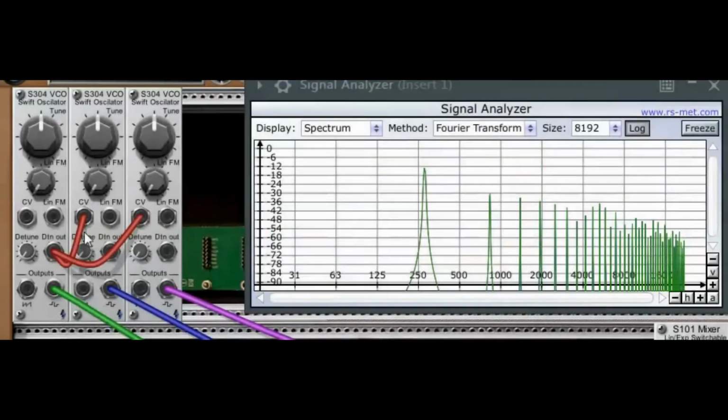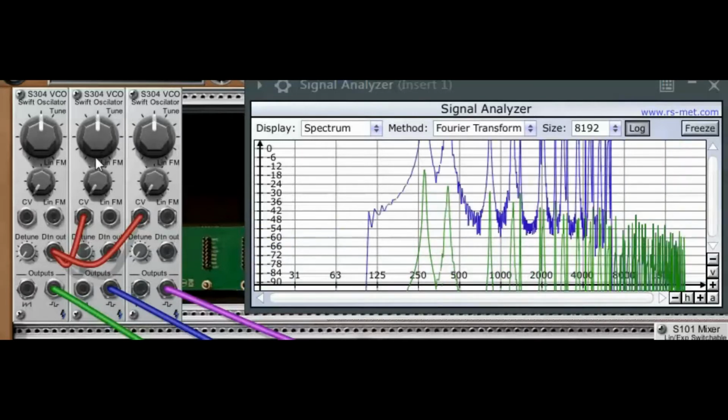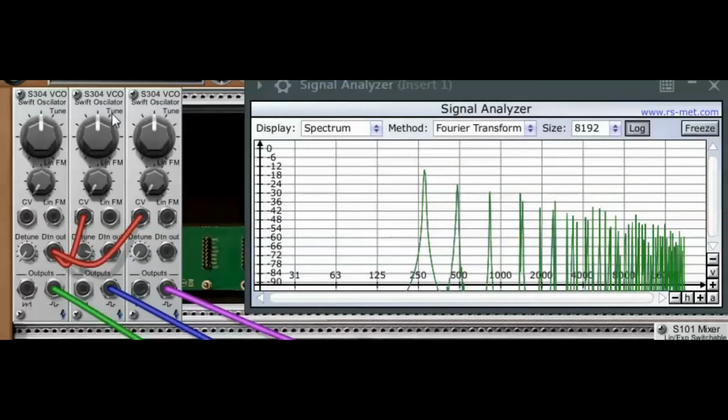Fiddling with the detune knob of the second oscillator, the one in the middle, or playing with the detune knob of the rightmost oscillator influences, of course, only the output of the oscillator whose knob I'm turning.